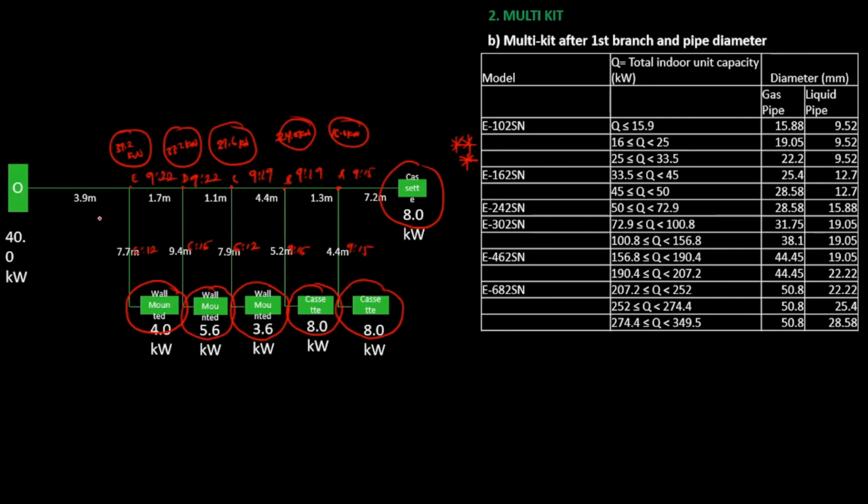Branch E is the first branch, so we won't use this table. This is what we're going to do next: we're going to determine the pipe sizes between the outdoor unit and the first branch here, which is branch E. We'll also determine the right multi-kits, because we can do that from this table.